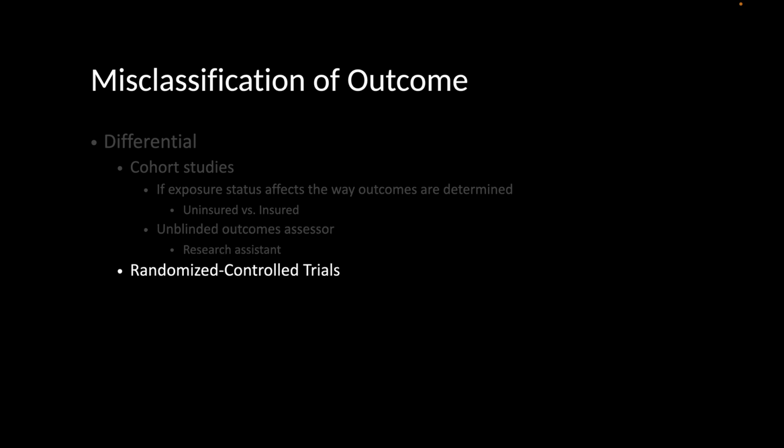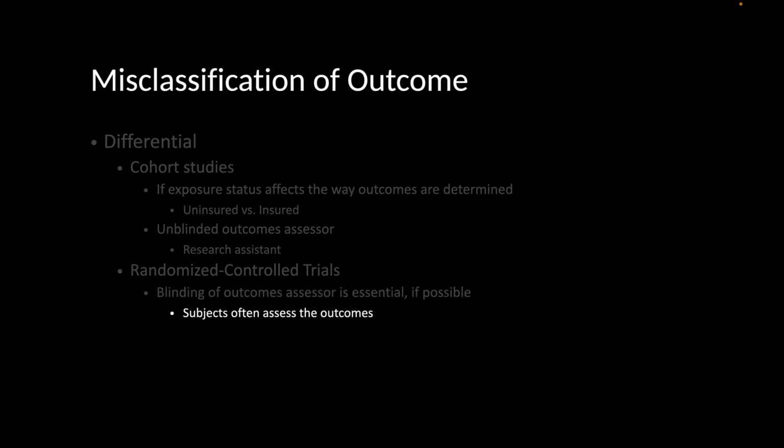Now, this also can happen in randomized controlled trials, and again, it has to do with the outcomes assessor. So remember, blinding of the outcomes assessor is really important whenever possible, but it's not always possible. So we have people randomized to one arm or another, and the goal is to have whoever is assessing the outcome not know if the person was a study drug person or a placebo person. But in certain cases, the patient, for example, might be the outcome assessor.